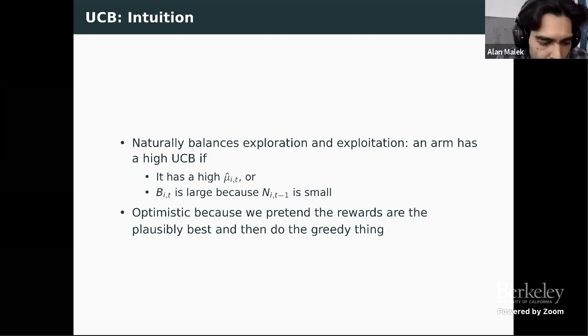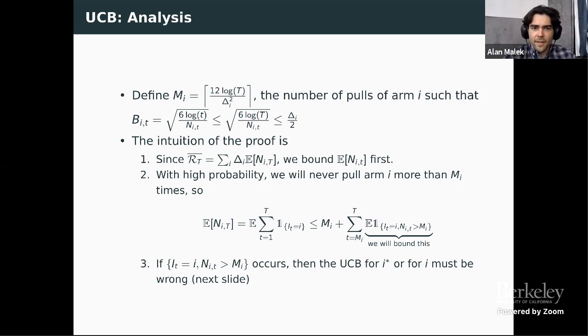So the uncertainty is really large. Okay, what does the analysis look like? It's actually not super bad to at least bound the analysis for the simple case. And the key insight here is to define m_i to be equal to some constant times log T over delta_i squared.